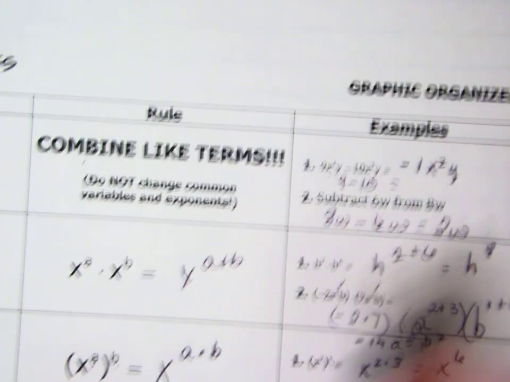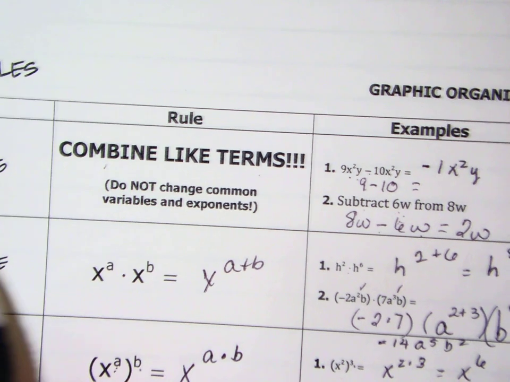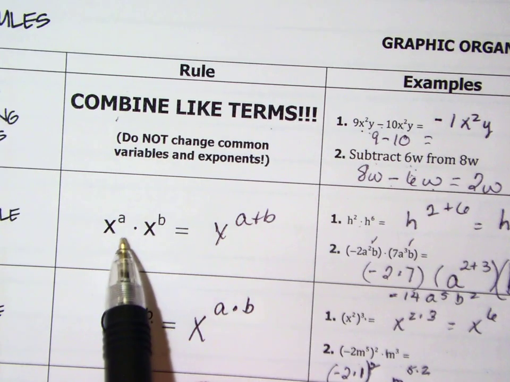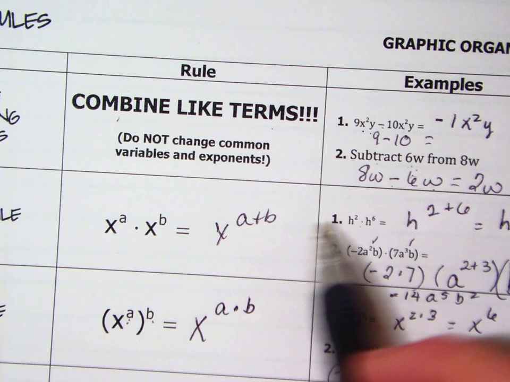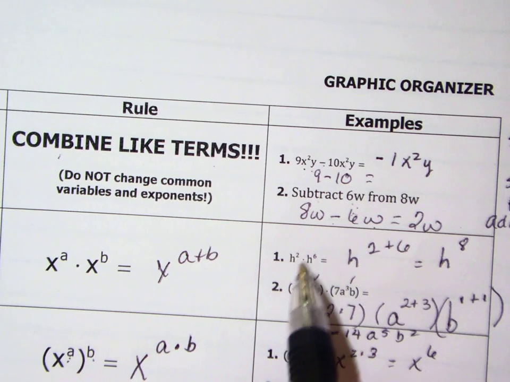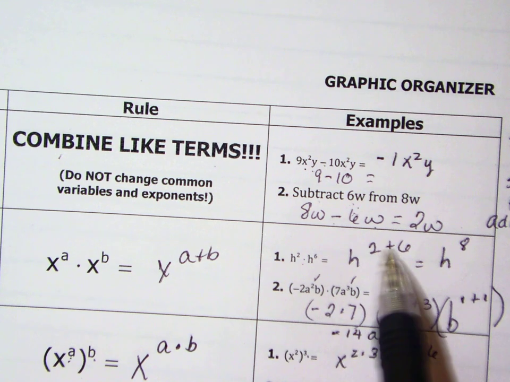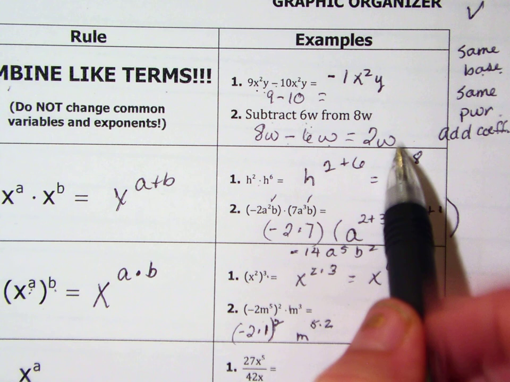Now what we're working on is the product rule. The product rule says when you have two terms and your like bases are multiplied together, then you're actually adding their exponents. An example of that would be h squared times h to the 6th. Now we're multiplying them out, so it would be 2 plus 6. The answer would be h to the 8th.